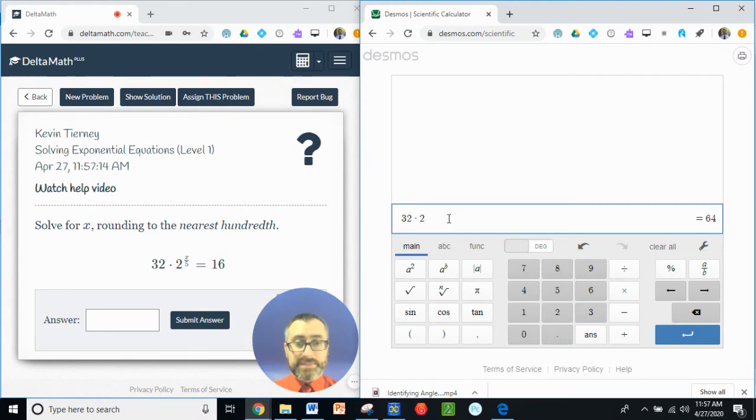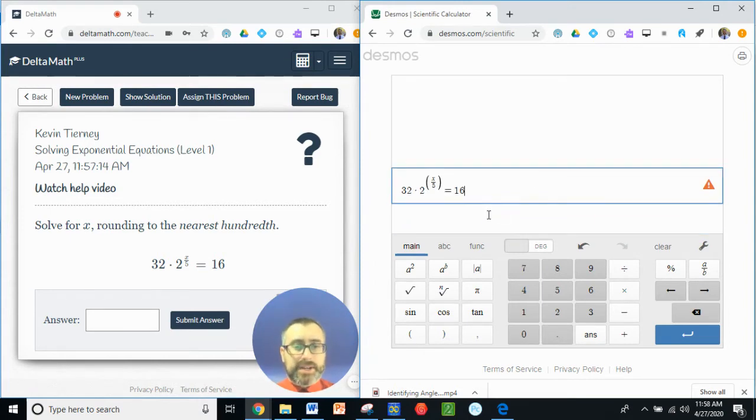32 times 2 to the, again, it's a complex exponent. I'm going to use some parentheses. Some of these problems might have simple exponents, but I've just been lucky. Okay, and all of that should equal 16.